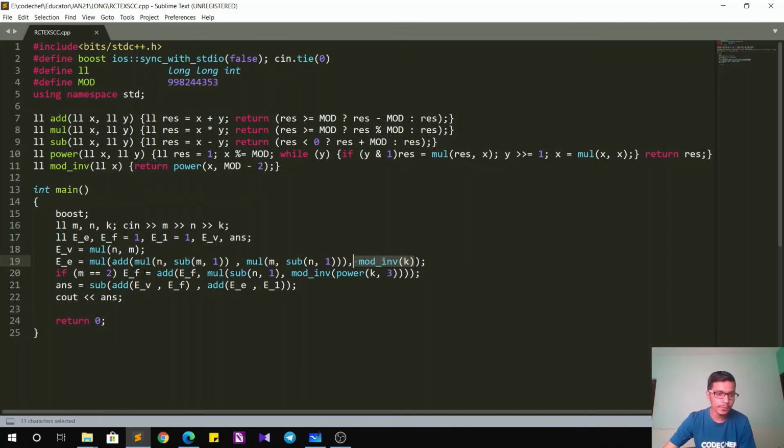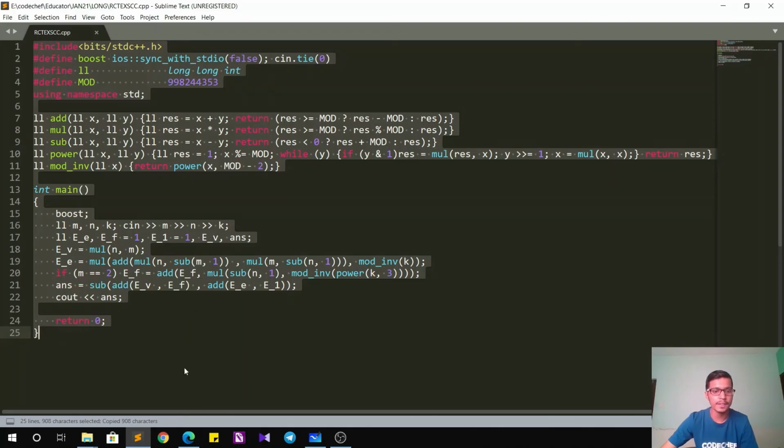For the expectation value of F, the initial value is 1, which stays the same if the value of m is 1. But if the value of m is 2, as we have seen in the solution, we have to add n minus 1 divided by k cube to the quantity. So that we have done. And then finally, once we have all four quantities, we just add EV plus EF and then subtract EE plus E1 from that, and we have our final answer. Once we have our final answer, we just output it. That pretty much sums up the implementation. So let's submit this on CodeChef ID.